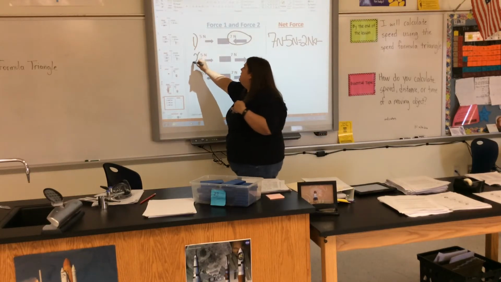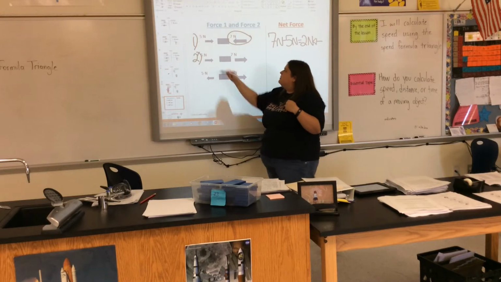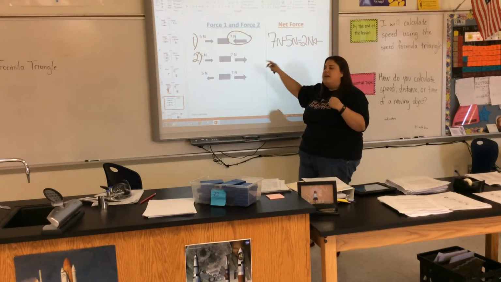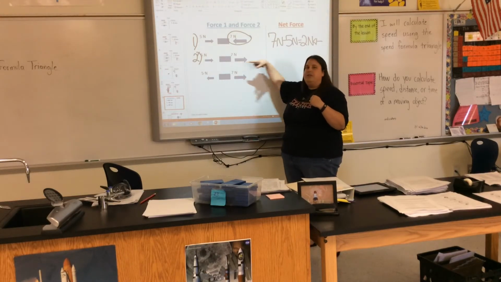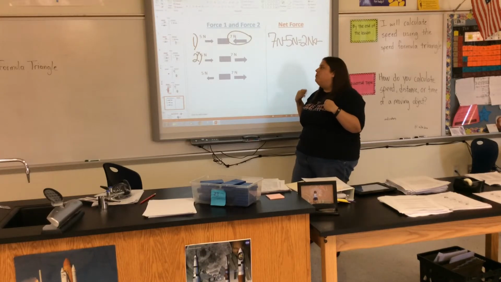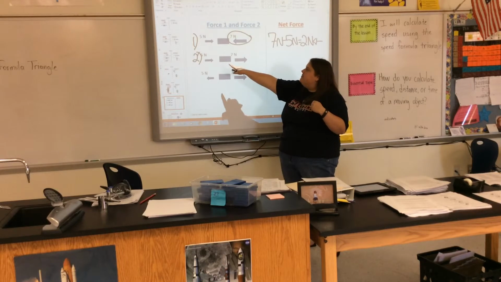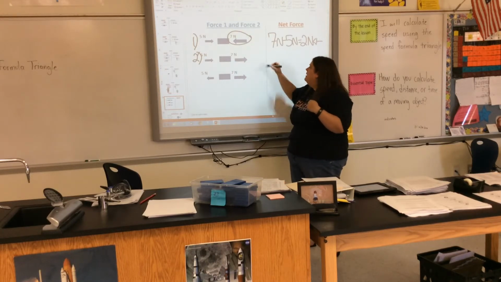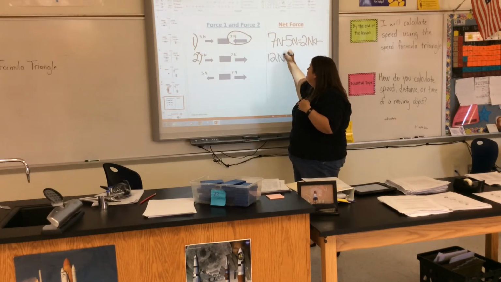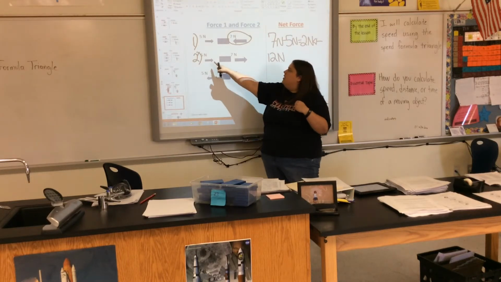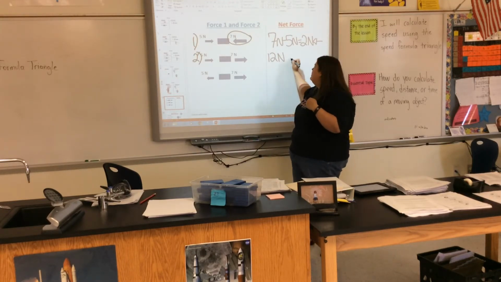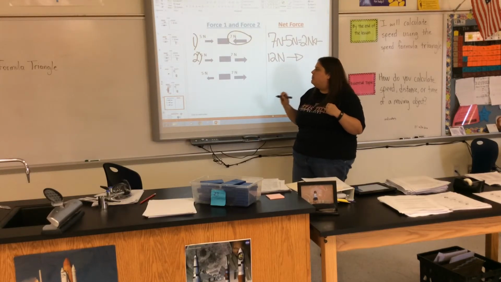Here on example 2, I've got 5 newtons coming to the right, and I've also got 7 newtons pulling to the right. So on this example, they're working together, so I want to add them. So I've got 5 plus 7 equals 12 newtons. And since they're both working in the same direction, my answer is to the right. Okay, let's do one more example.